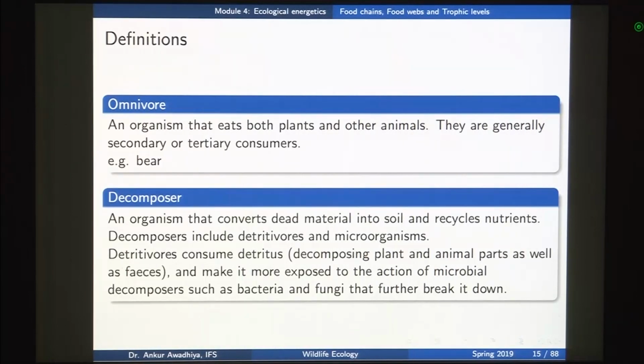So, a good example of a detritivore is an earthworm. If you have dead leaves in the soil, the earthworm will eat up those dead leaves and take out some amount of nutrients from there, but in this process it will also convert those dead leaves into its own fecal matter. And by breaking the larger tissues into smaller chunks, it makes them more and more exposed to the action of microorganisms such as bacteria and fungi, which further break it down to release all the nutrients into the soil. So, that is the role of the detritivores.